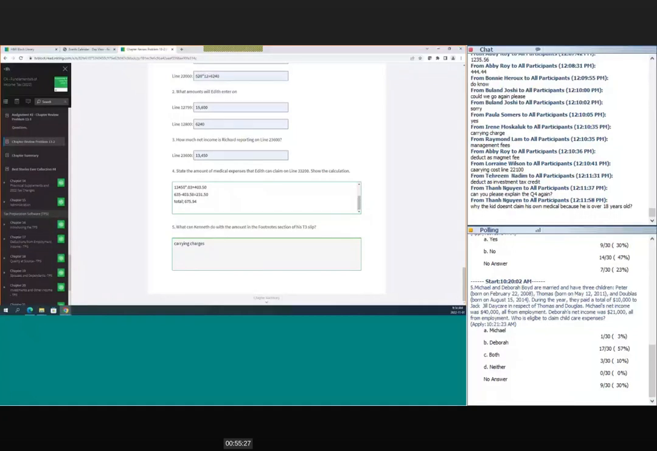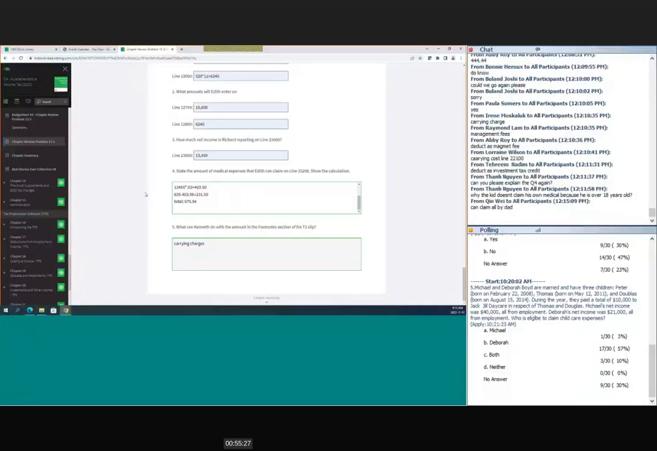That's the calculation. So the question is, why doesn't the kid claim his own medical expenses? Because, first of all, he's not going to be able to make a claim, because his income is so low. No, you can't do that, because who paid for it? When you're dealing with somebody who's 18 or over, who paid for it?